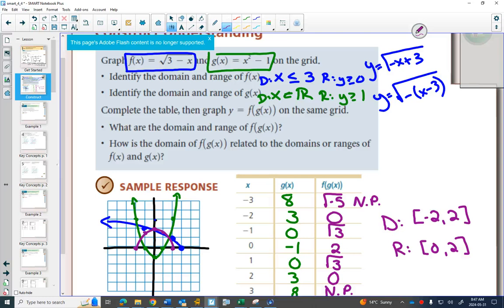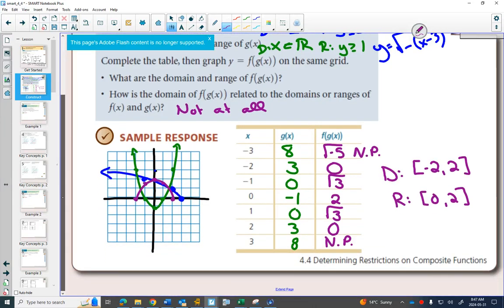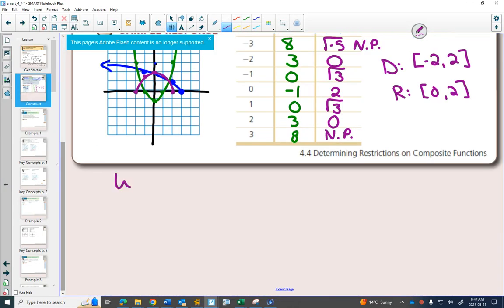And so we're going to find out that when you have the composition of functions, this method of finding points is great to find some points, but is not going to be as helpful as finding the explicit equation. So right, it says here, how is the domain related to the domain and range? Not at all. So if you knew the original domains, does it help you with the new one? No. If you knew the original ranges, does it help you with the new one? No.